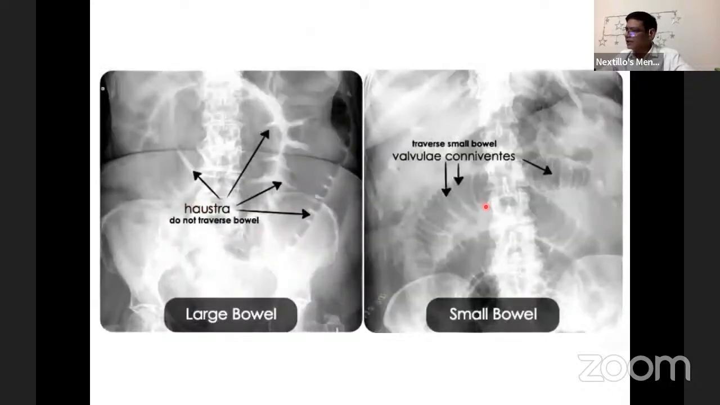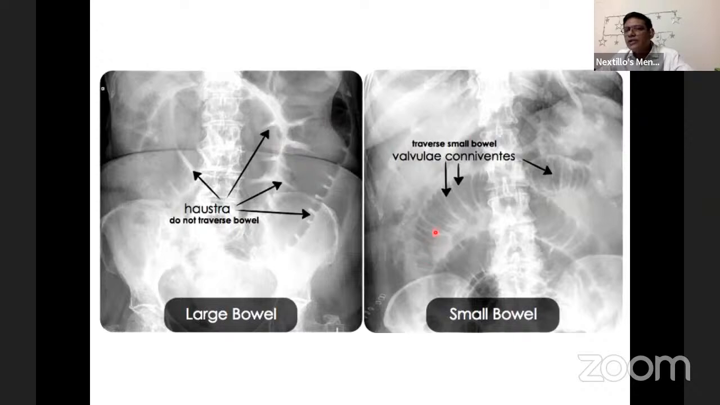You will better visualize these two here. You can see the haustras here. This is one loop here, then we have a loop here, and a loop here. You can see these lines, but they are not crossing the whole of the cross section. These are the haustras.